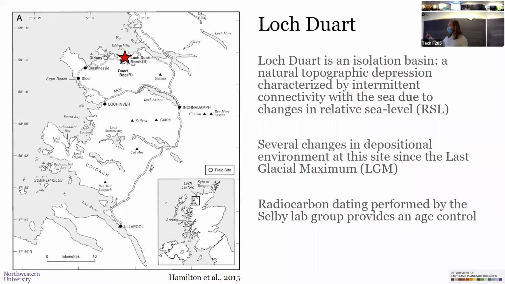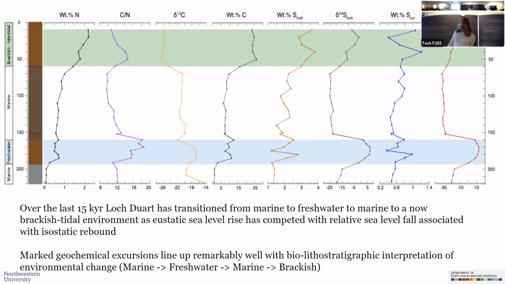So really quick, the location is in far northwest Scotland. This is an isolation basin, and it was under the British and Irish ice sheets during the last glacial period. Over the last 15,000 years, this loch has gone from marine to freshwater to marine to brackish and intertidal. And looking at the geochemistry of this record, it's actually kind of phenomenal how well these geochemical parameters move with the change in depositional setting.